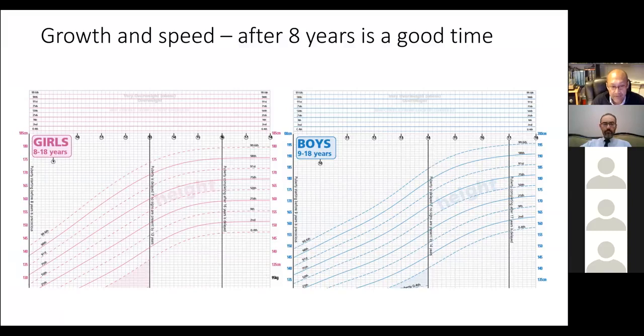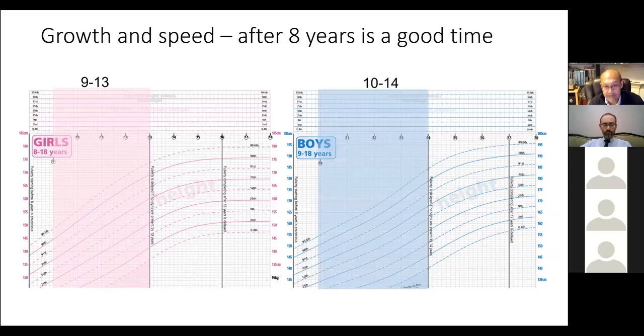If you look at girls, the exponential part is usually between 9 and 13 years. And if you look at boys, it's usually between 10 and 14 years. So quite simply, after the age of 8 years is a good time to consider using this treatment. It can be used earlier and it can be used later, but the caveat about using it later is you should usually ensure that you have at least 2 to 3 years of growth remaining, because if you don't have enough growth remaining, then guided growth will not have enough time to achieve a full correction.